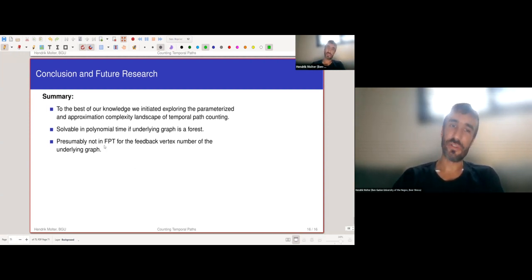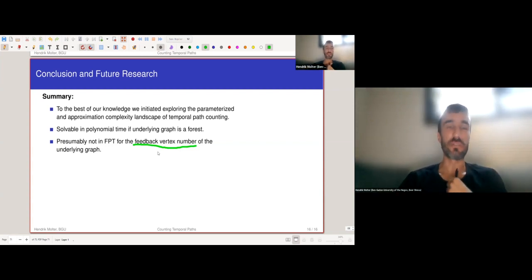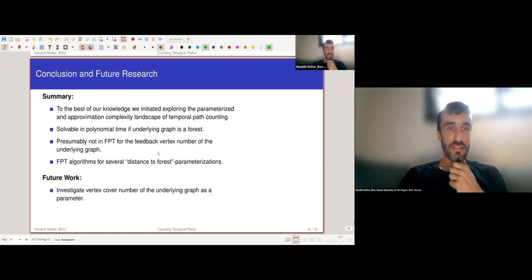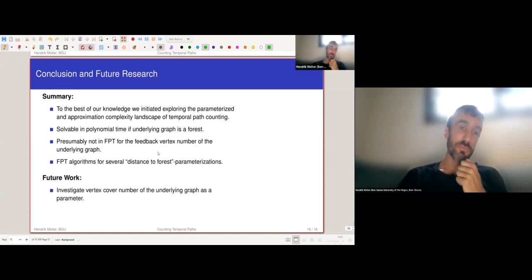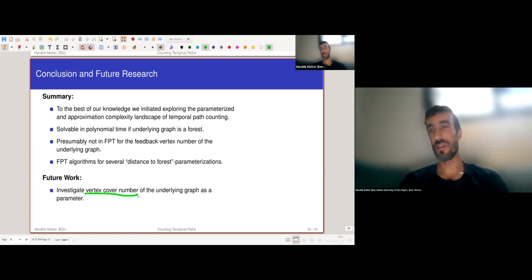generalize this. And in particular, we also showed that it's presumably not possible to generalize it to obtain FPT algorithms for the parameter feedback vertex number of the underlying graph or smaller parameters. And as future work in particular, we really wanted to know the parameterized complexity for the vertex cover number of the underlying graph, and we didn't really manage to do that.